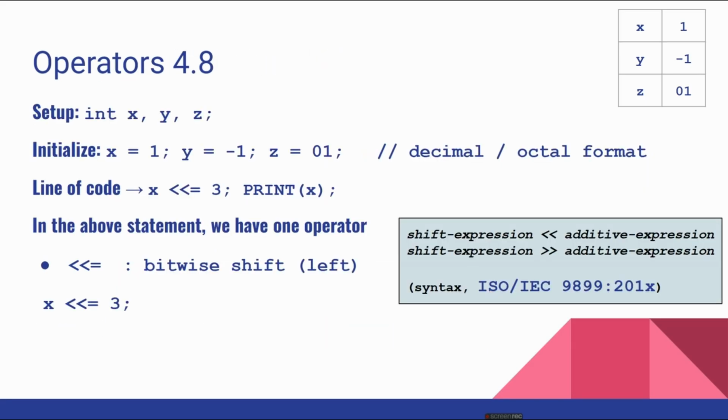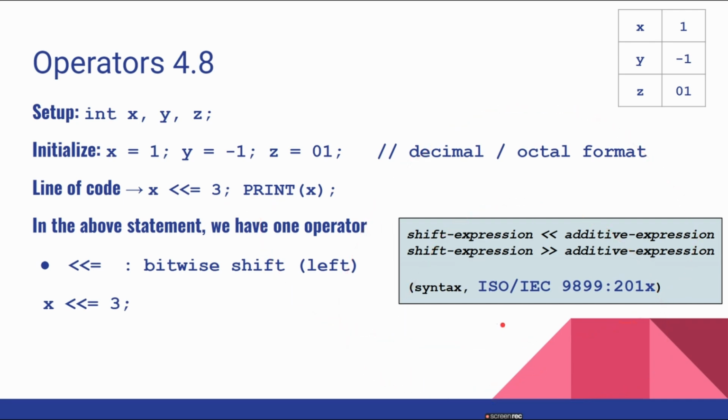Going back into operators 4.8, again we have integers x, y, and z. Their respective values at initialization were 1, -1, and 0. These have not changed since operators 4.7. And again, we are looking at or trying to solve the expression of x left shifted by 3 bit positions, followed by the call to the print macro.